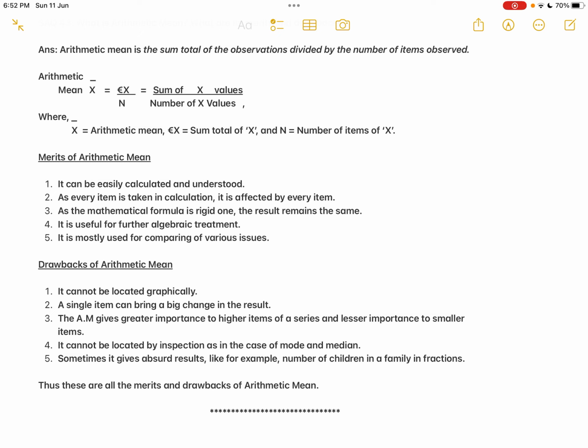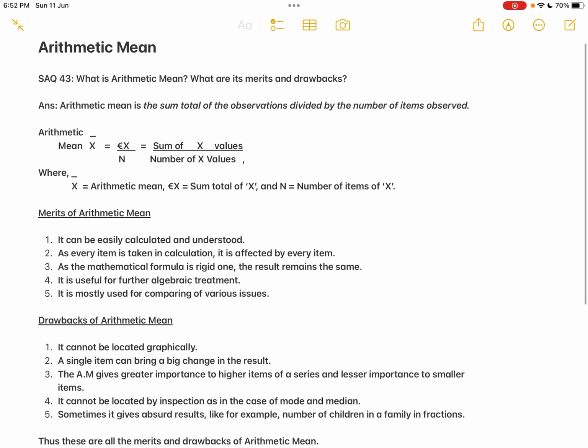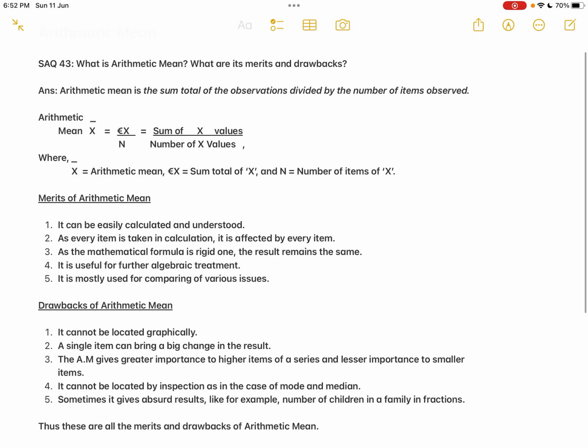But still, in spite of this, arithmetic mean is the most widely used measure of central tendency, the most widely used average, for solving any economic problem. So these are the merits and demerits of arithmetic mean.